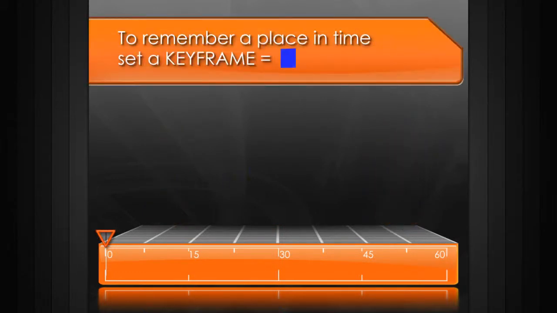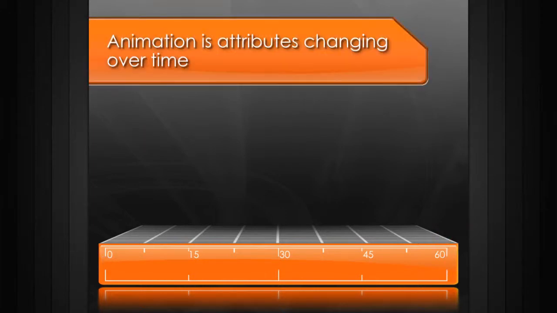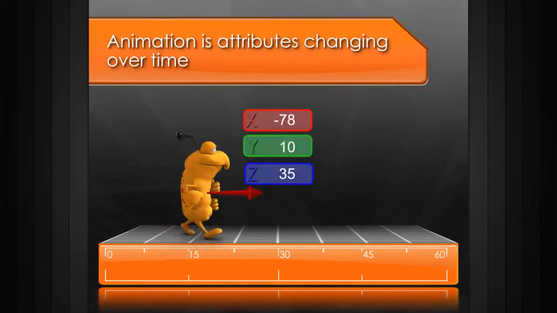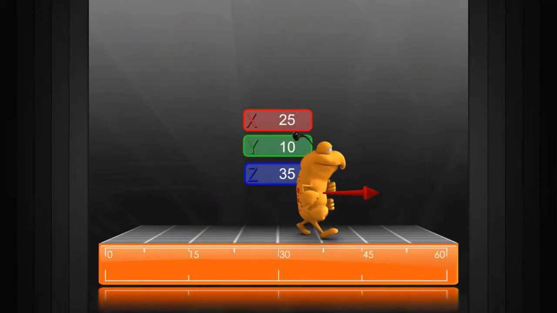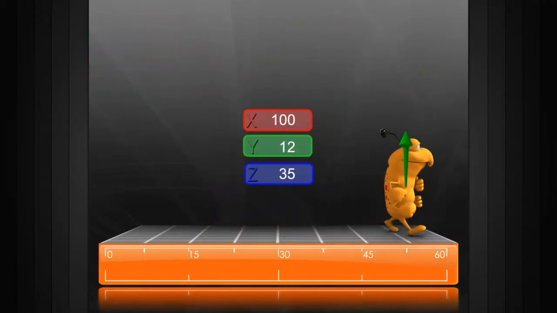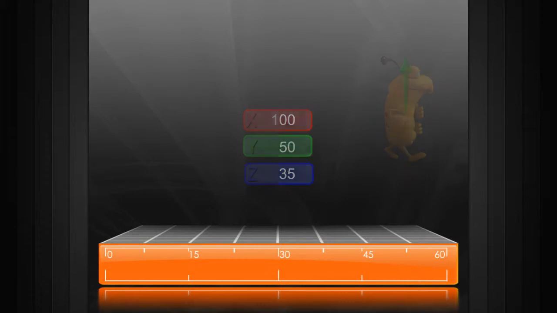To create an animation, the computer needs to mark what changes we've made to our objects, and we can do that by setting a keyframe. Computer animation is nothing more than attributes changing over time. To track those attributes, we have to set a keyframe to tell the computer that we want our object to be here at this time.